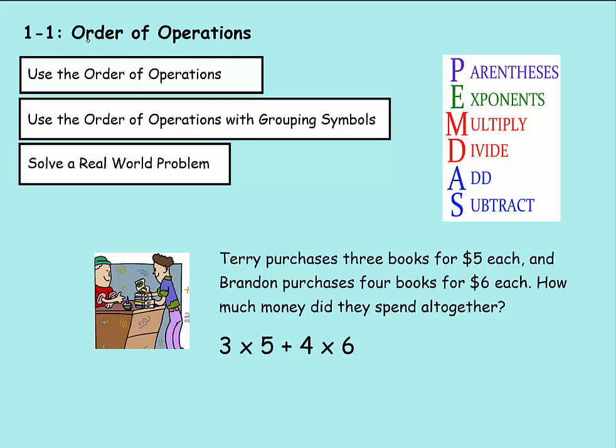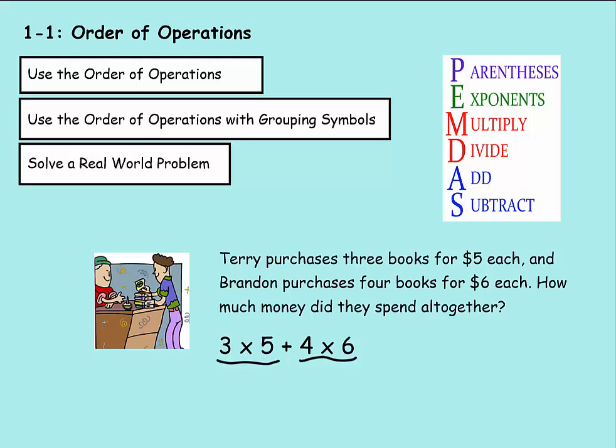So what do we mean when we say order of operations? Well, operations is just a fancy word for doing math. And when we do math, there's a specific order that we follow as we do these problems. Let me give you an example to start. Let's say that Terry purchases 3 books for $5 each, which is shown by this here, 3 times 5. And Brandon purchases 4 books for $6 each. How much money did they spend all together?